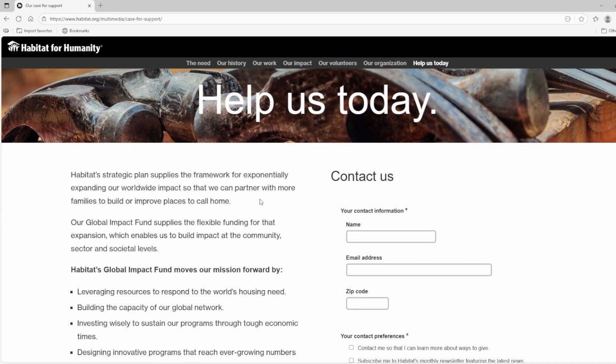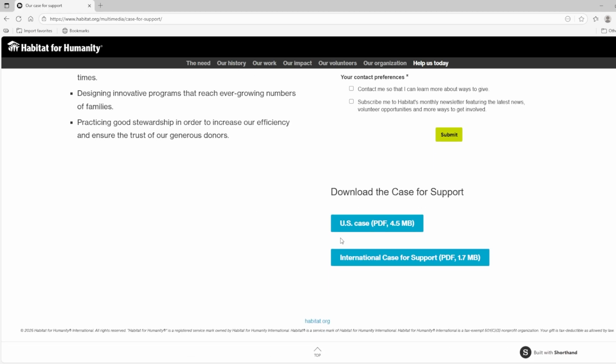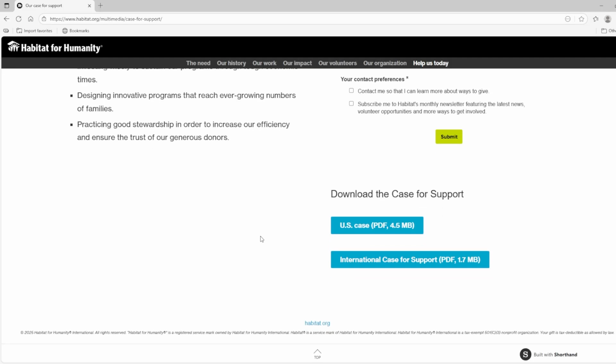And then they end with a call to action. So hopefully you've been inspired by looking through their case for support, and now they want you to get in touch. You can download the case for support, and they want you to connect with them and become part of their community. So hopefully that gave you a little inspiration.